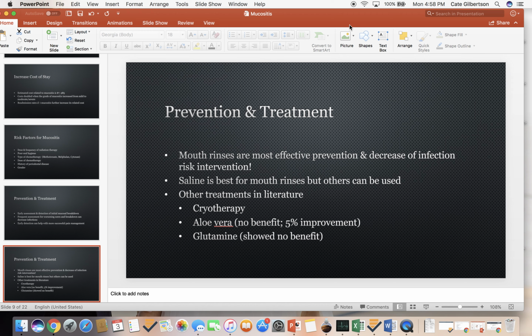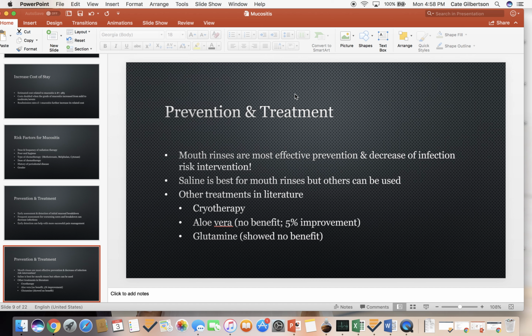Aloe vera, there's some research about using aloe vera rinses to create a protective barrier. Again, sort of the same idea. The research there has shown about a 5% improvement in some studies. Others have shown no benefit. So that's, again, something we're not going to switch all of our patients to.